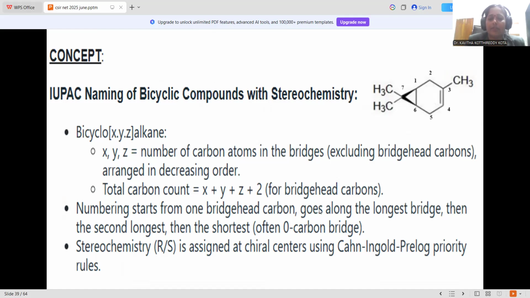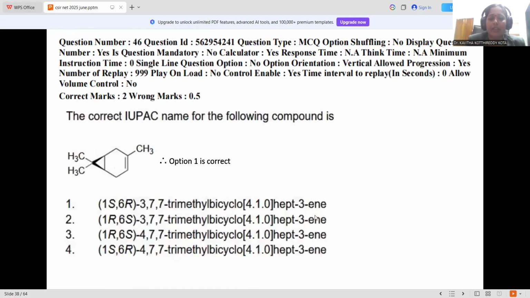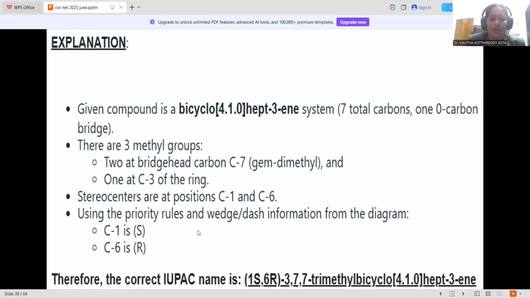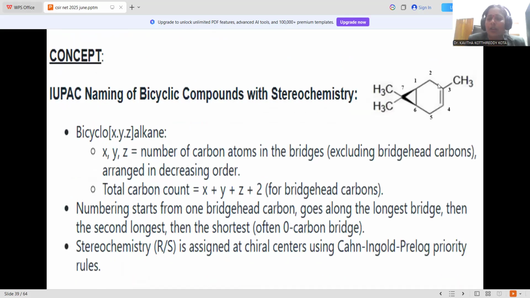After getting the numbering, the compound is given with the absolute configuration as well. So first of all, let me count the number of methyl groups and where they are located. At position number 3, we have a methyl. At position number 7, the 7,7-dimethyl are located. Let me indicate 3,7,7-trimethyl. So this is a kind of substitution. And at position number 3, we have a double bond. So 3-ene is also present.